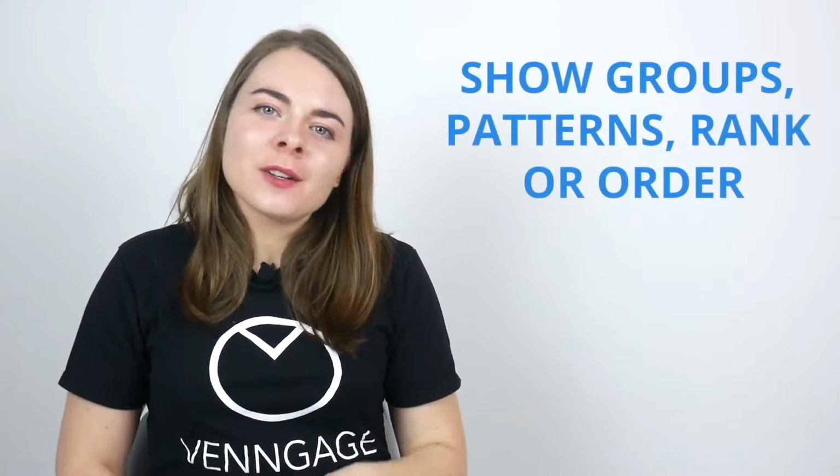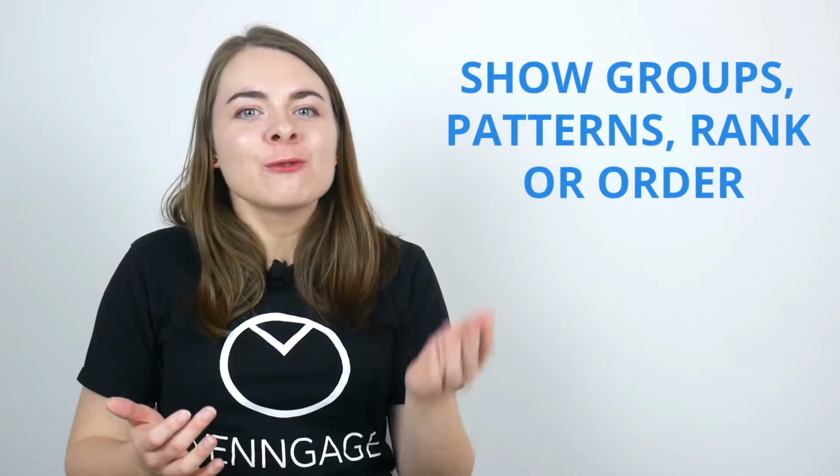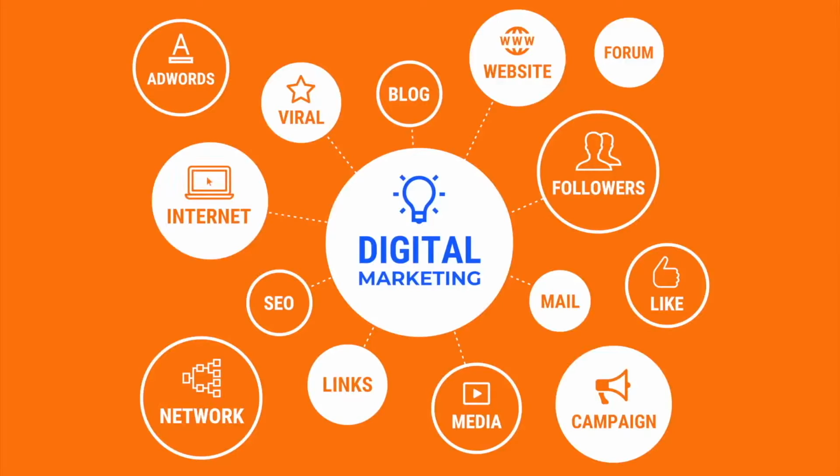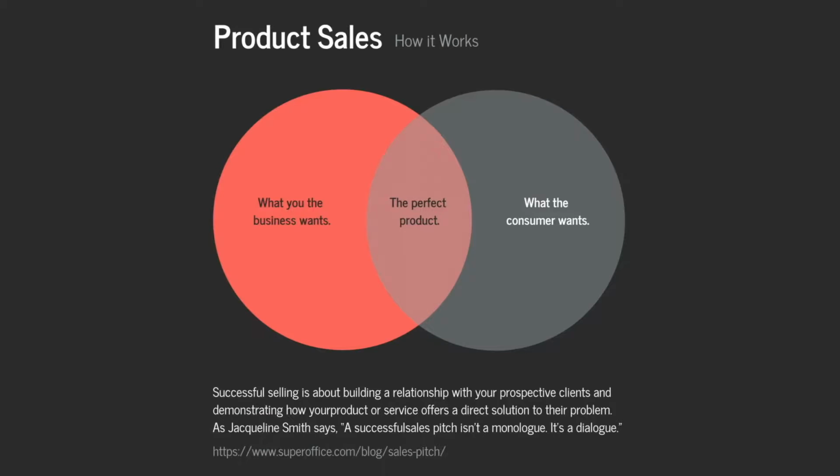And next, we have organize. This is when you want to show groups, patterns, rank, or order. If you want readers to look up specific values, use a table. Meanwhile, to organize groups, you can use a mind map or a Venn diagram.